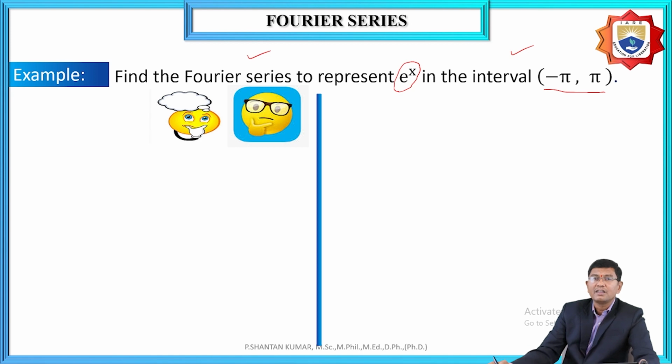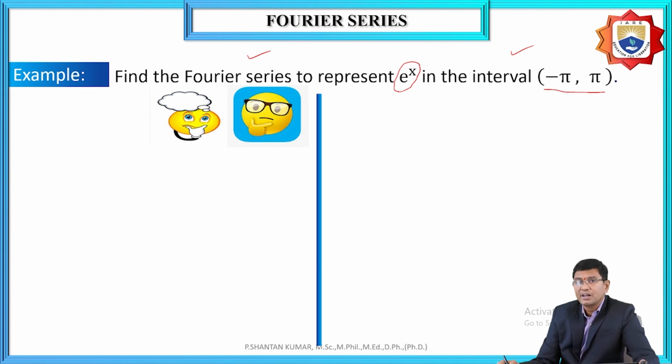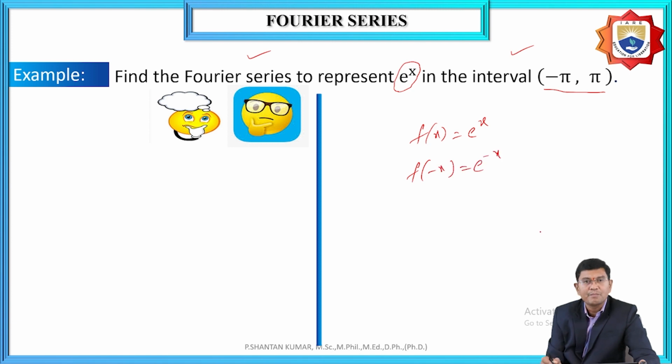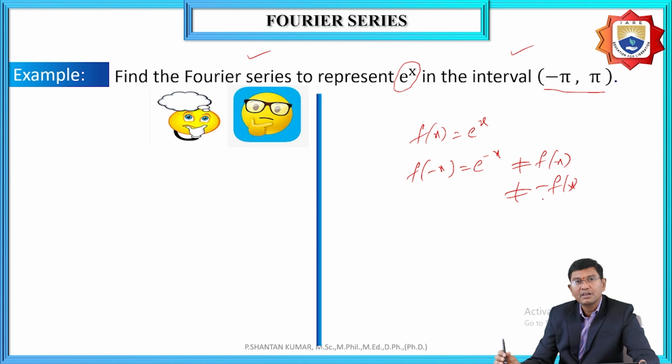And here, the function e power x is clearly a neither function. Because, for example, if f of x is e power x, then f of minus x is e power minus x, which is not at all equal to f of x, and not at all equal to minus f of x. Therefore, the function is said to be a neither function.